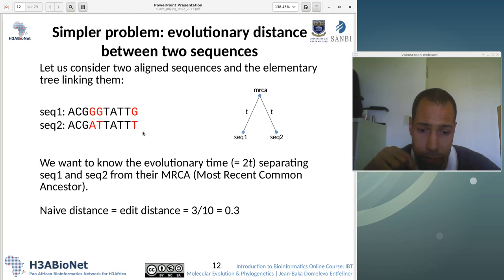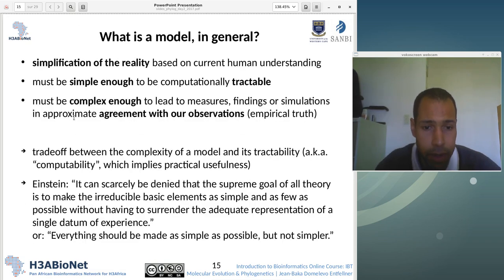But we know that it's only an estimation. That is an underestimation of the evolutionary time, because there may have been several mutations on sites where you have 2 different nucleotides aligned on each other, and even on the sites where seemingly it's the same nucleotide, you may have a mutation that happened, a double mutation or a silent mutation.